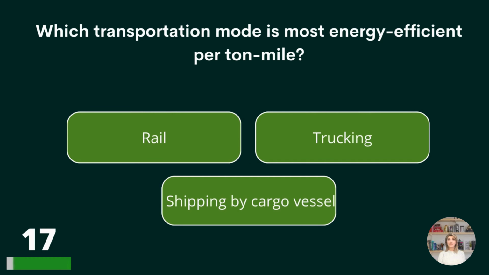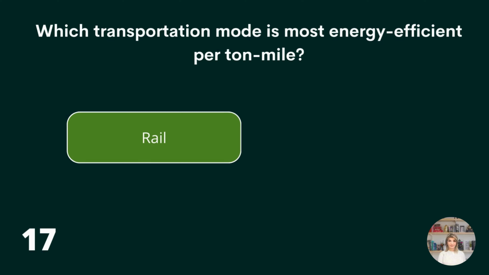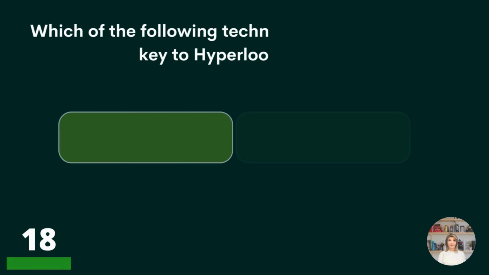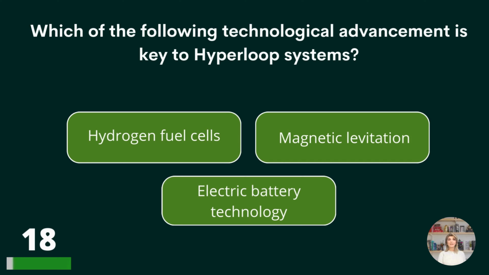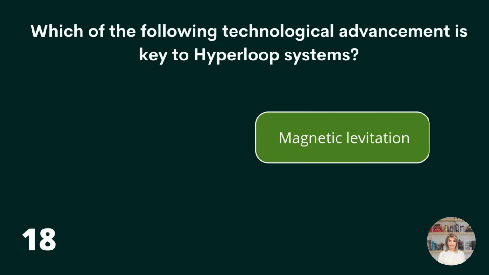Which transportation mode is most energy efficient per ton mile? Rail, trucking, or shipping by cargo vessel? Rail. Which of the following technological advancements is key to Hyperloop systems? Hydrogen fuel cells, magnetic levitation, or electric battery technology? Magnetic levitation.